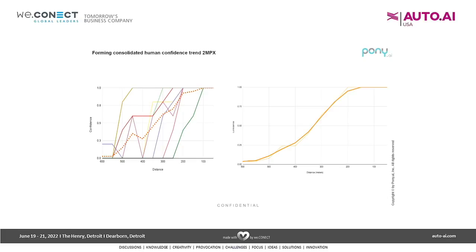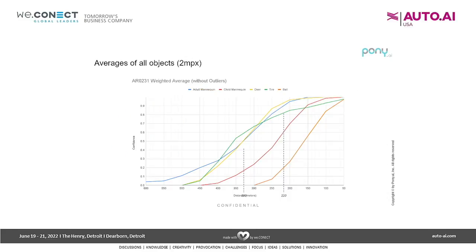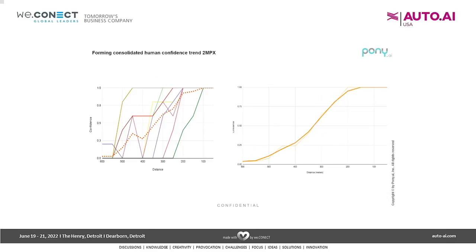So this is the trend, and this is the trend for 2-megapixel cameras. So you see, this is how the confidence grows. From 600 meters, where we're at 0, we transition to 1 around 200 meters. And we're at half confidence around 330 meters.